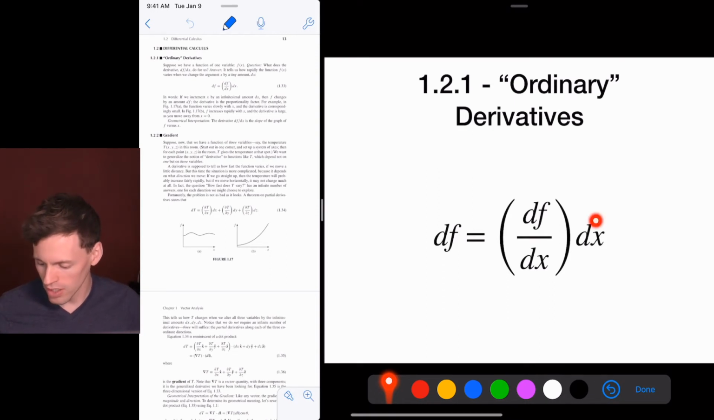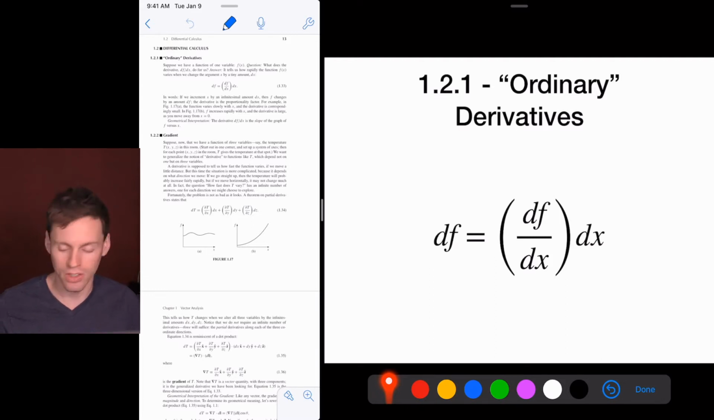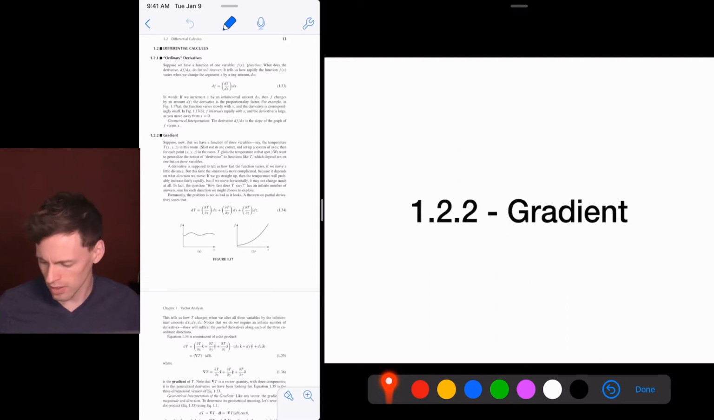So if I change my dx just a little bit, it's going to change my df by a little bit, or a lot. How much? By this much. So we multiply our little change dx by this proportionality factor, and it gives us the new value. And this is the relationship: if we change x a little bit, how does f change? And that's what the derivative tells us.